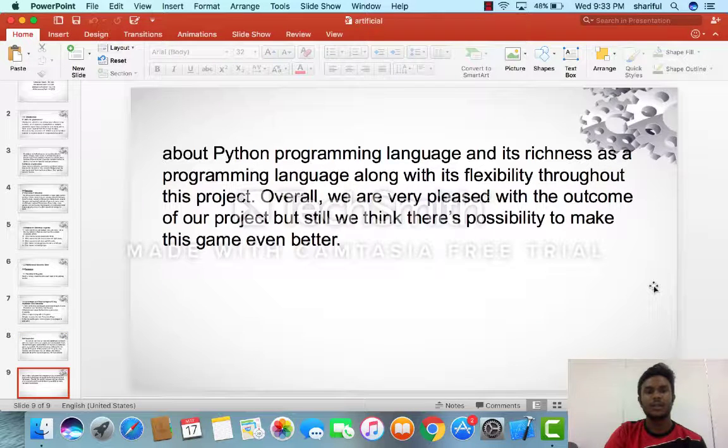We learned a lot about the Python programming language and its richness, along with its flexibility, throughout this project. Overall, we are very pleased with the outcome of our project, but still, we think there's a possibility to make this game even better. Thank you so much.